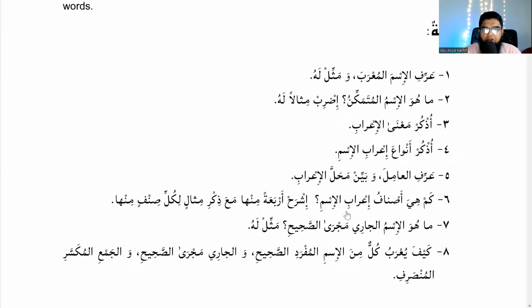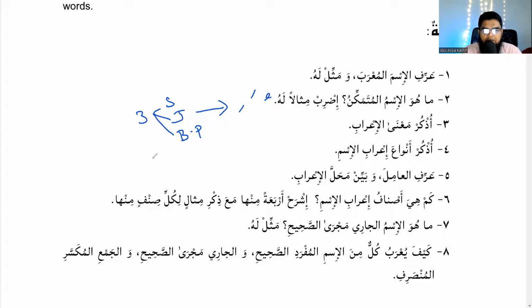كم هي أصناف إعراب الاسم؟ What are the different types? تسعة، nine. اِشْرَحْ أربعة منها مع ذكر مثال لكل صنف منها. Mention four of them because we learned four of them, right? So what are the four? One was normal, and there were three types in it: singular words, jari majrus sahih, and the third one was broken plural. In these three we see fatha, dhamma, and kasra.